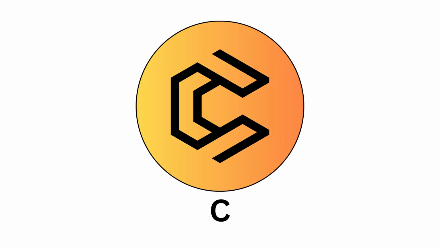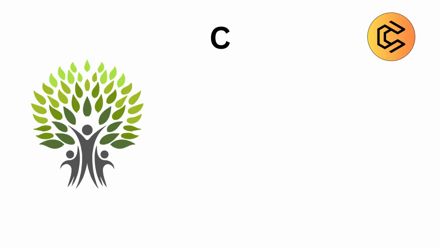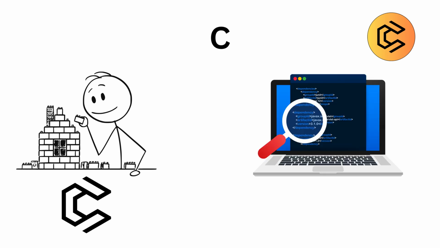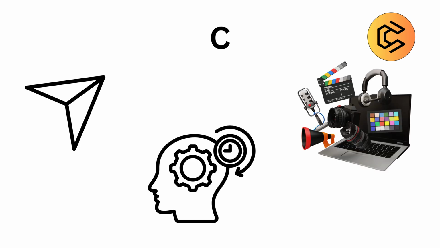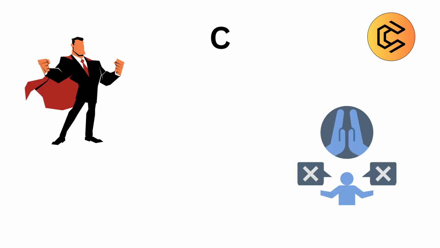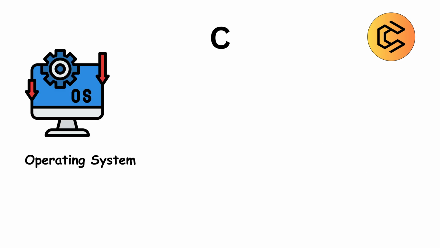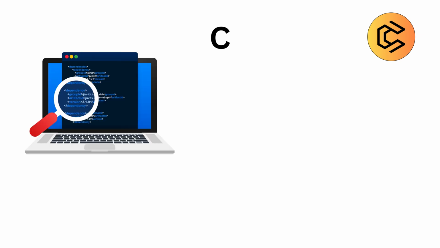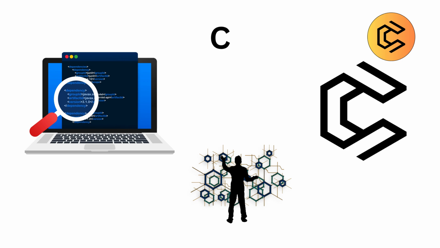Let's start with C, the foundation of modern programming. C is like the building blocks of software. It gives you direct access to memory and hardware, which makes it extremely powerful, but also unforgiving. With C, you can build operating systems, device drivers, and embedded systems. Almost every major piece of software at the system level has roots in C.